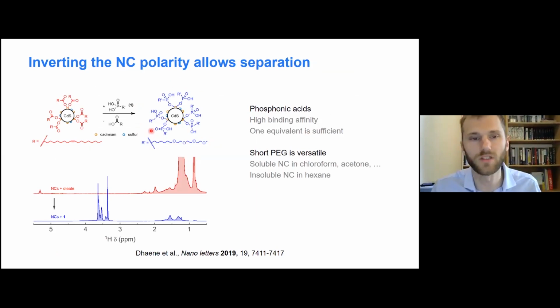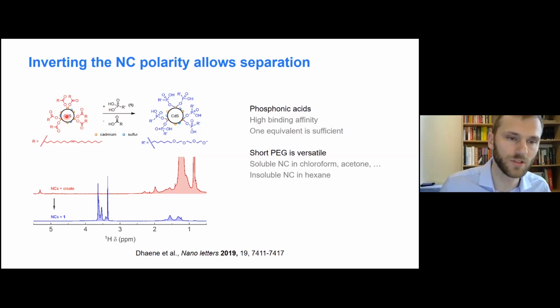Hens and Dempsey showed that this is not an equilibrium, that if a phosphonic acid is added to a carboxylic acid bound to a nanocrystal surface, this reaction goes through completely, will displace the carboxylate, and the phosphonic acid will bind, which means you only need one equivalent. So this is a very economic exchange. So this is what we did here, and here you see the NMRs.